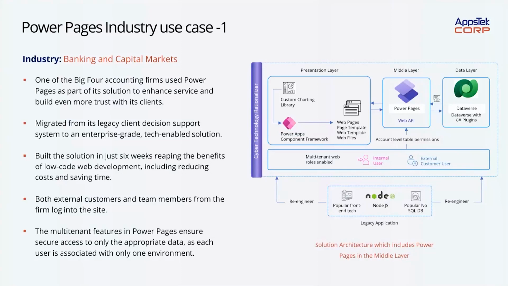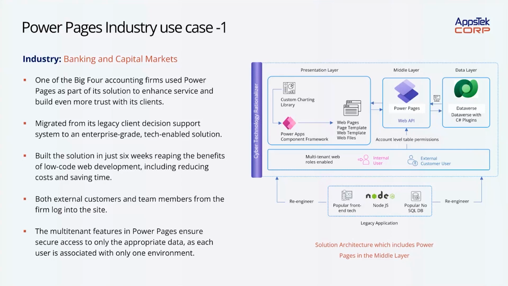So the company has decided to create a multi-tenant Microsoft Power Pages solution by updating its data model using the Microsoft Dataverse and some C# plugins to handle the business logic. So it was able to create the final solution successfully within just 6 weeks, taking advantage of the benefits of low-code web development. So this has resulted in a considerable 85% cost savings and 30% time savings.